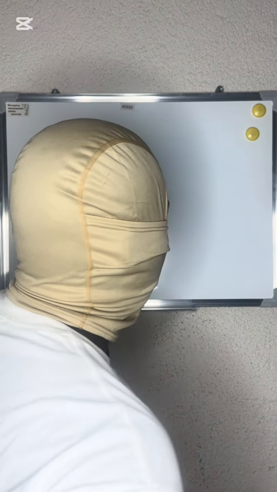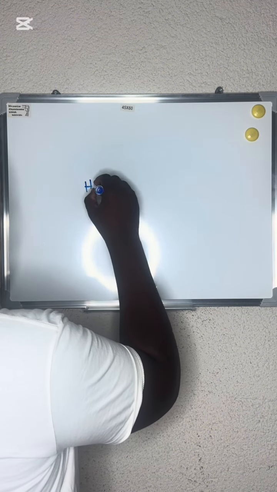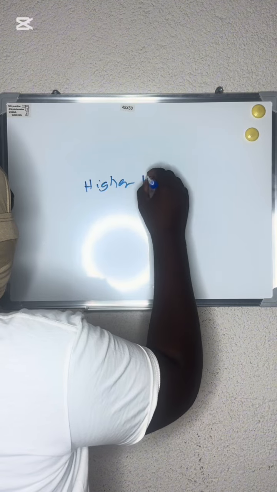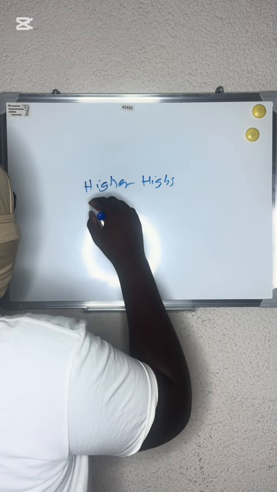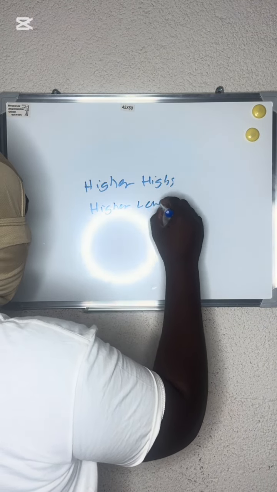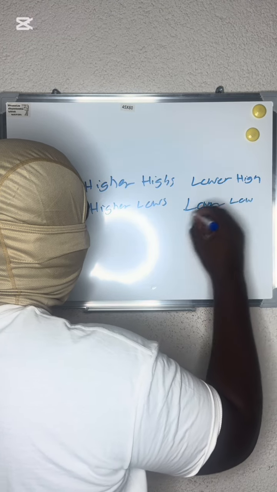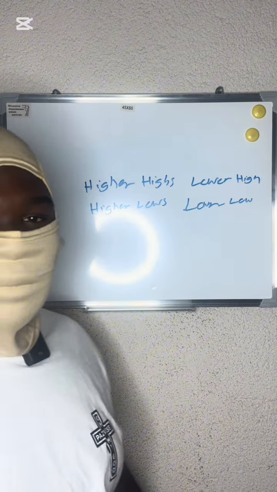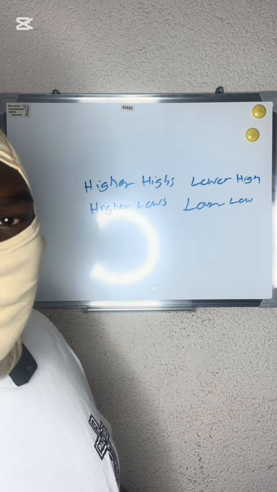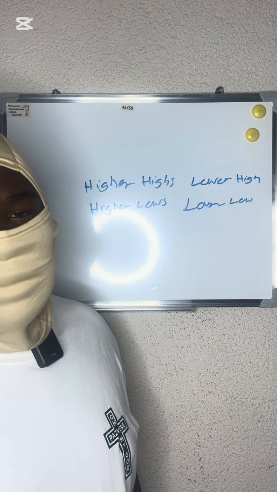So just a quick summary. We did talk about uptrends. So we identify an uptrend through higher highs and higher lows, right? With the downtrend, it's lower high and lower low. Forgive my handwriting, but that's pretty much it. So for today, that's it. That's uptrend and downtrend. I will get into consolidation in the next video.